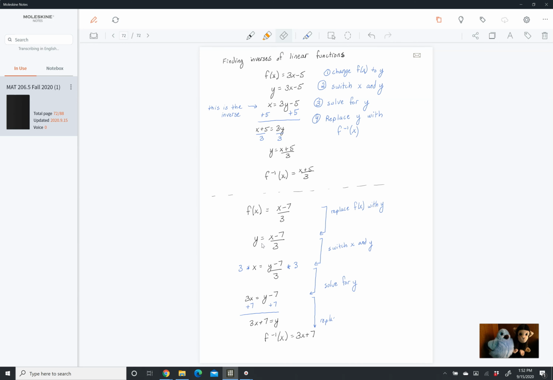And replace y with f inverse of x. Okay, so a couple of last minute things here, just important, that relate the composition of functions to the inverses of functions, okay? So inverse says one function undoes another.